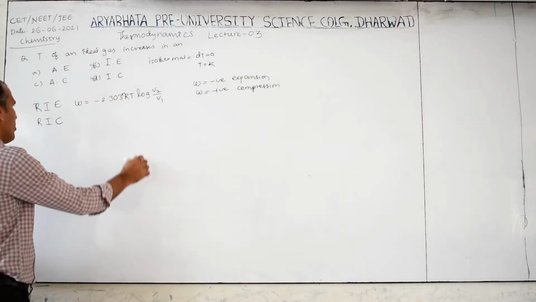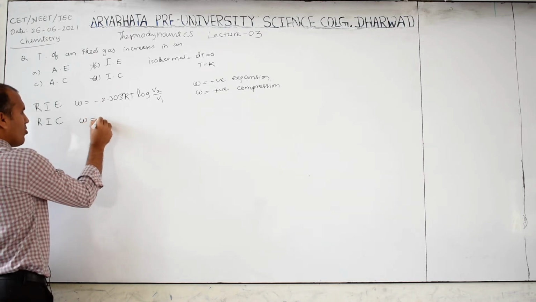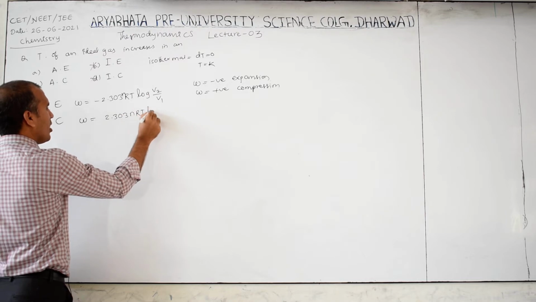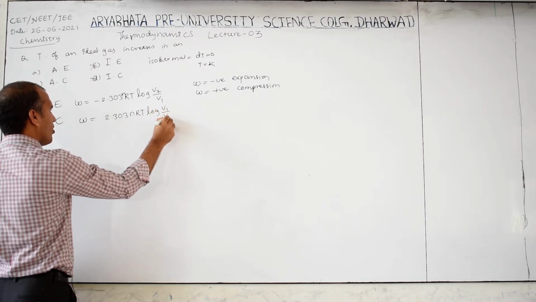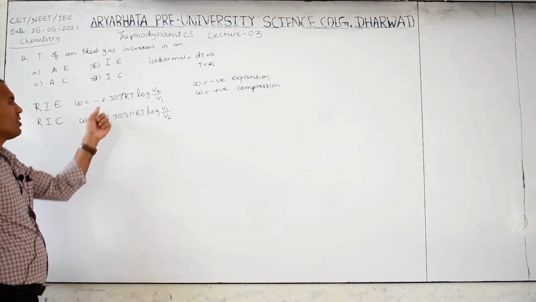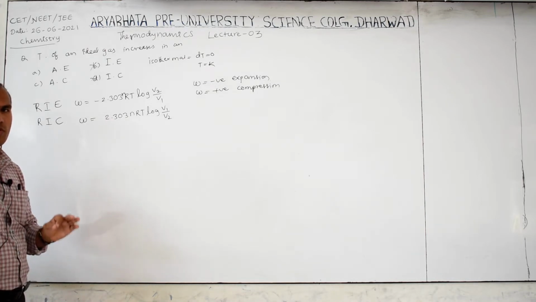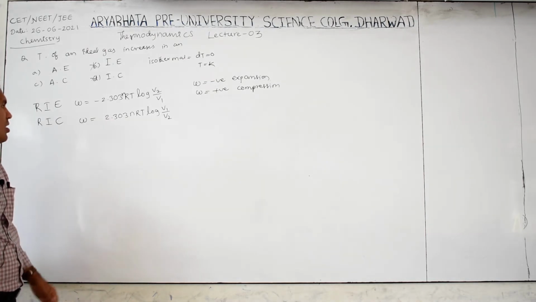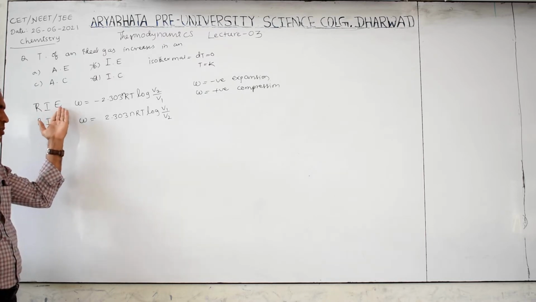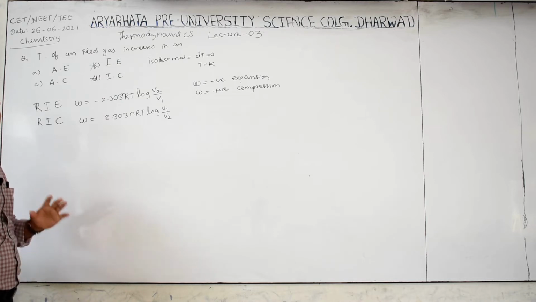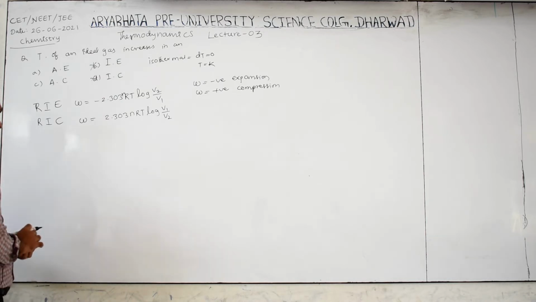But sometimes they may give it like this also: W is equal to 2.303 nRT log V1 by V2. When it is reversed, then here plus. So they will confuse you in the examination: which of the following formulas is correct for reversible isothermal expansion, reversible isothermal compression. You have to remember this very clearly.